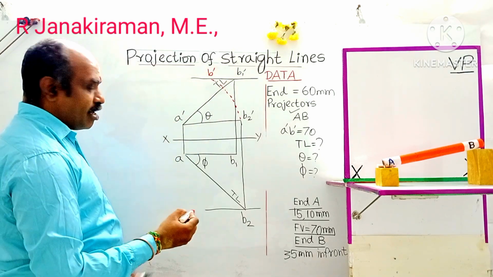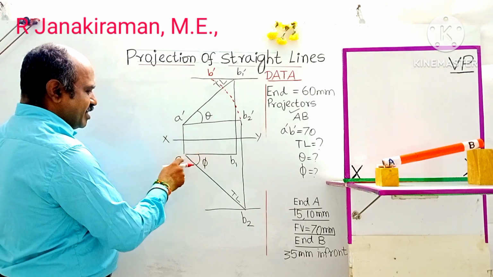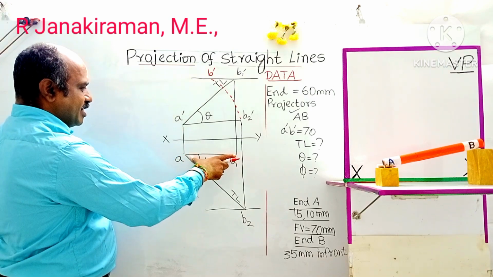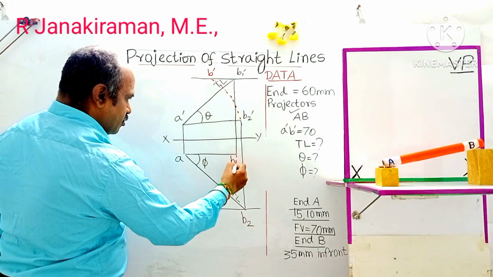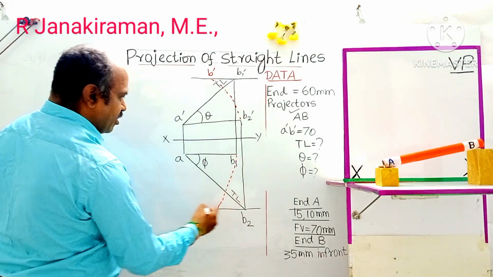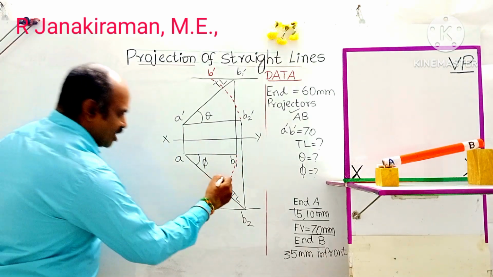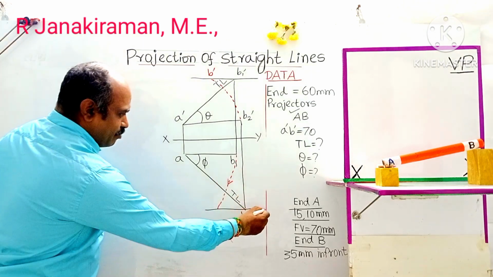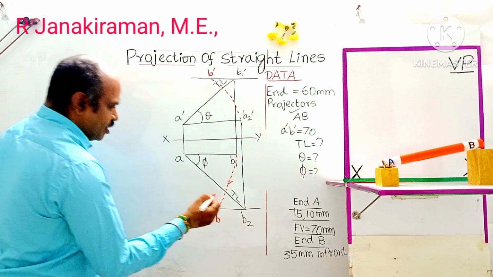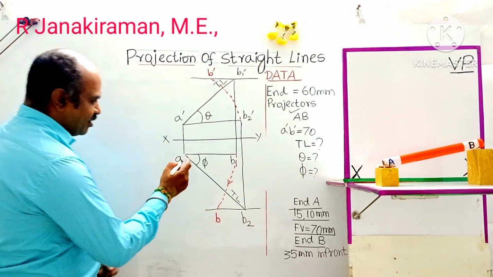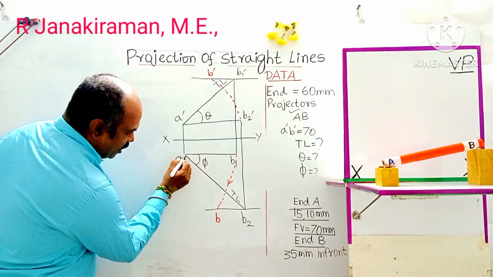Similarly, with A as center and AB1 as radius, draw an arc downward. This arc, where it intersects the horizontal line passing through B2, shall be marked as B. Join A and B. This is the final top view, which comes below the XY line.